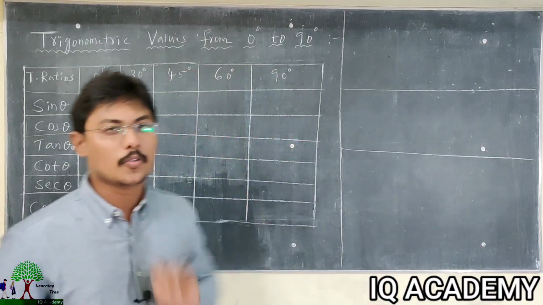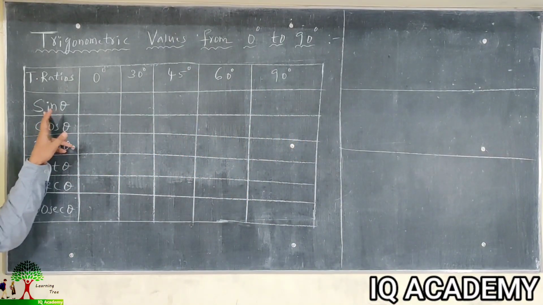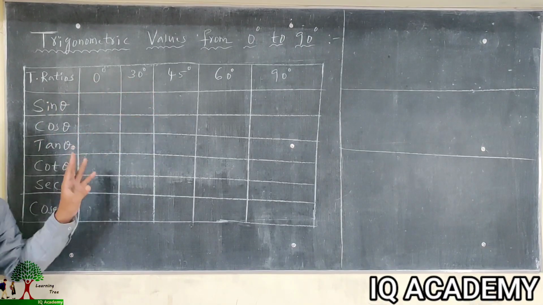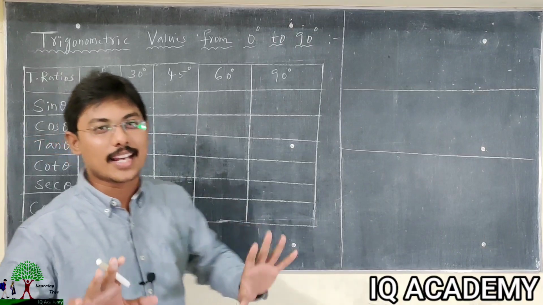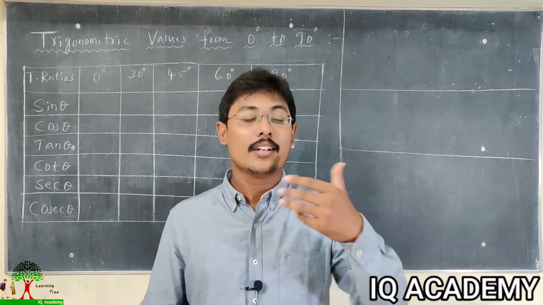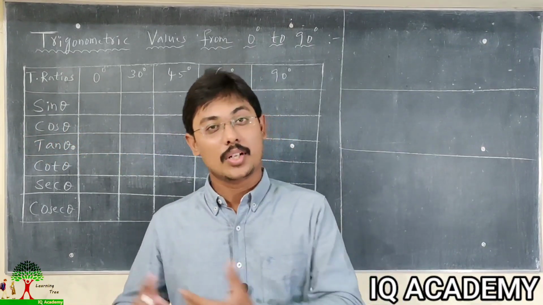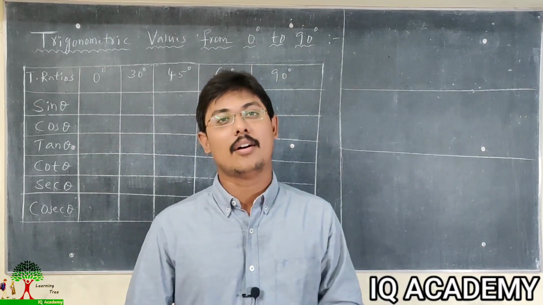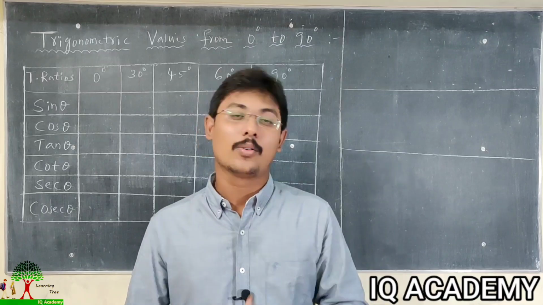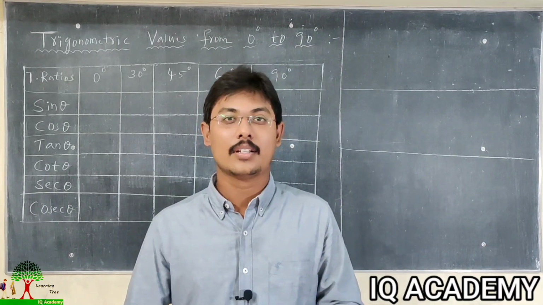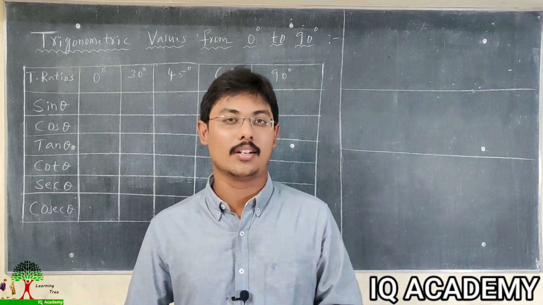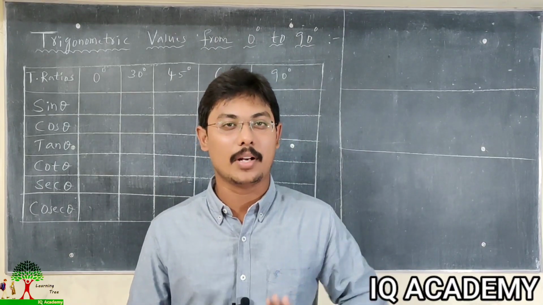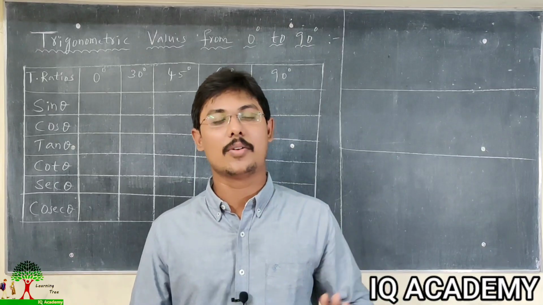First of all, you first learn sine theta: sine 0, sine 30, sine 45, sine 60, sine 90. If you know the sine trigonometric values from 0 degrees to 90 degrees, this trigonometric ratio is very important. After sine, we can find cosine, cos, tan, cot, secant, cosecant. All 6 are very easy. First thing is how to find the trigonometric value of sine theta from 0 degrees to 90 degrees.